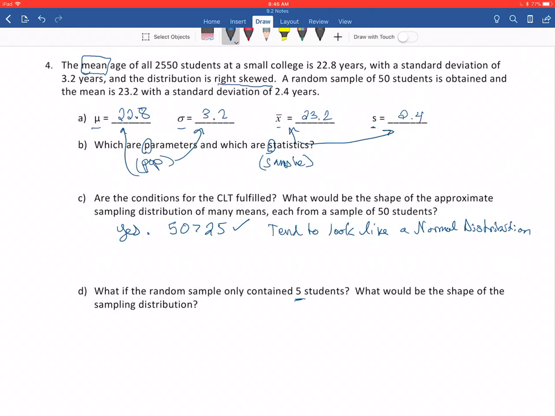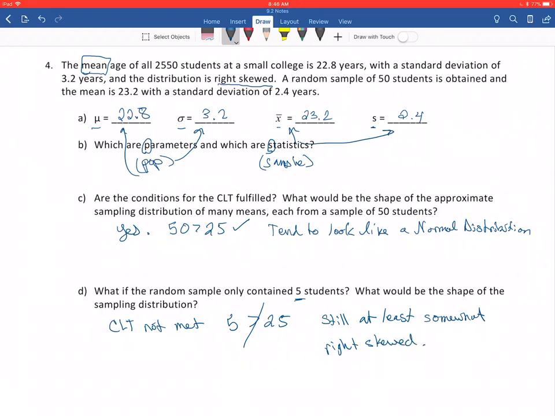Will it be perfect? Maybe not, considering the first one was right skewed, but it should tend to be pretty close at that point. What if the random sample only contained 5 students? What would the shape of the sampling distribution be? Okay, so the CLT would not be met here, right? Because 5 is not bigger than 25. So when the CLT is not met, we cannot say that this is going to look normal enough to look like the calculator. It probably still looks right skewed. So it's probably still at least somewhat right skewed.